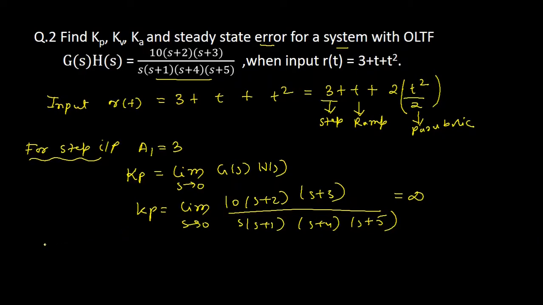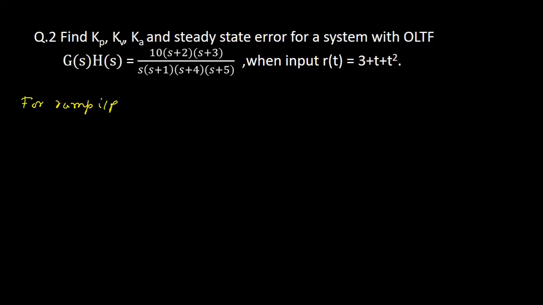So when Kp is given, steady state error, let this be ess1, will be equal to magnitude of the signal divided by 1 plus Kp. So the magnitude of the step signal is 3 divided by 1 plus Kp, which is infinite. So we will get ess1 is equal to 0 here. Now for ramp input signal, the magnitude is equal to 1. Let this be A2. So A2 magnitude will be equal to 1 for ramp input.